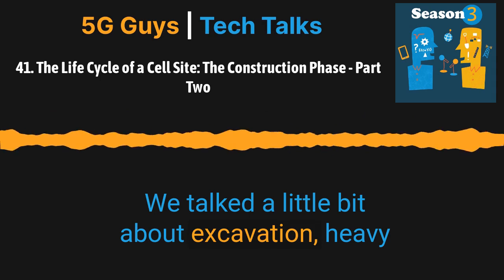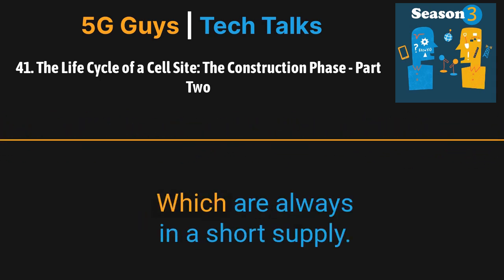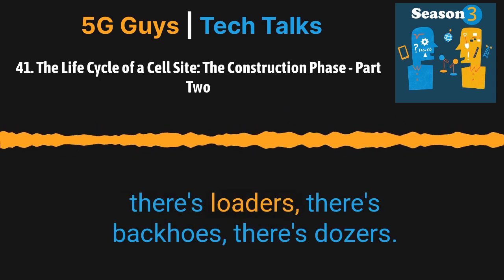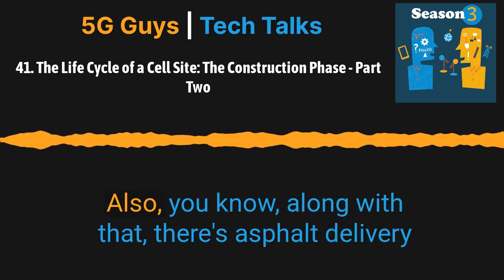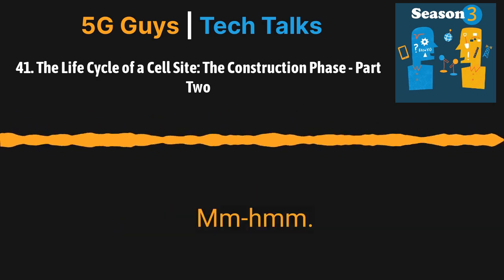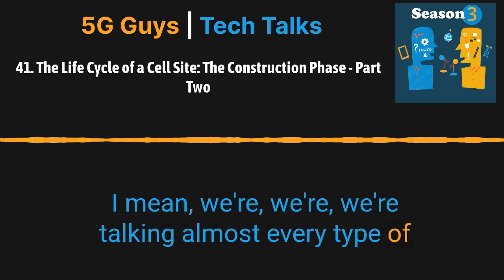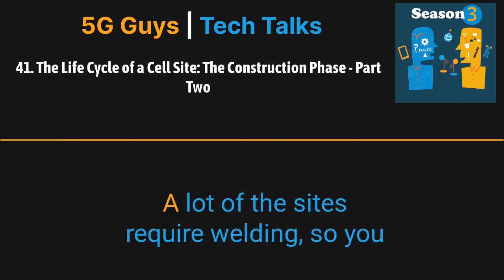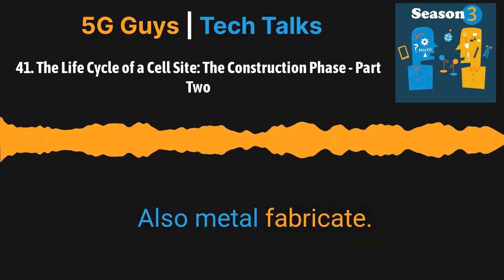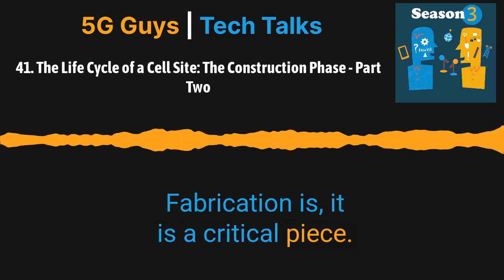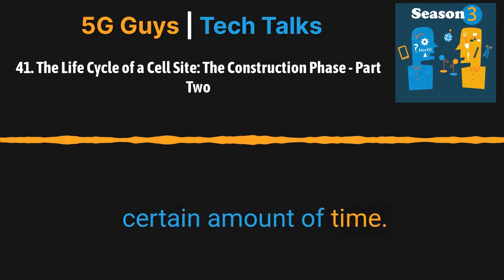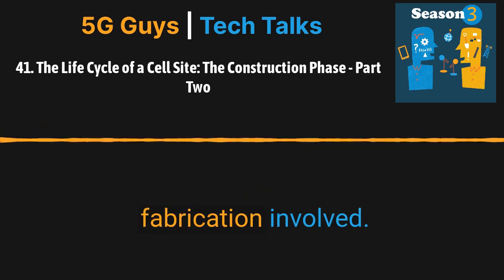We talked a little bit about excavation, heavy equipment operators, which are always in short supply. There are trenchers, loaders, backhoes, dozers. Also, along with that, there's asphalt delivery or gravel dump truck drivers. We're talking that almost every type of construction trade is used here. A lot of the sites require welding, so you've got to have specialized welders that come out. Also, metal fabrication is a critical piece. We're building sites outside, so it has to be galvanized and has to withstand weather over a certain amount of time. So you have welders and machine fabrication involved.